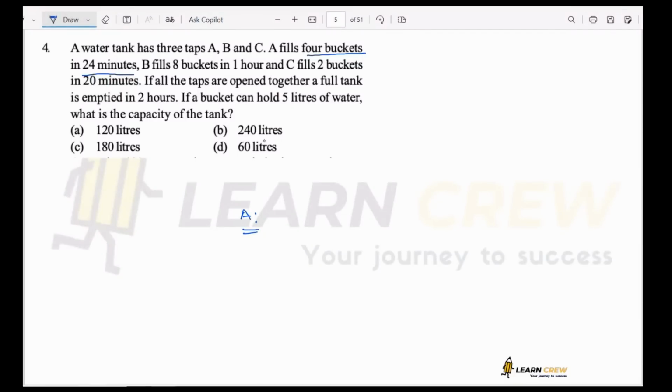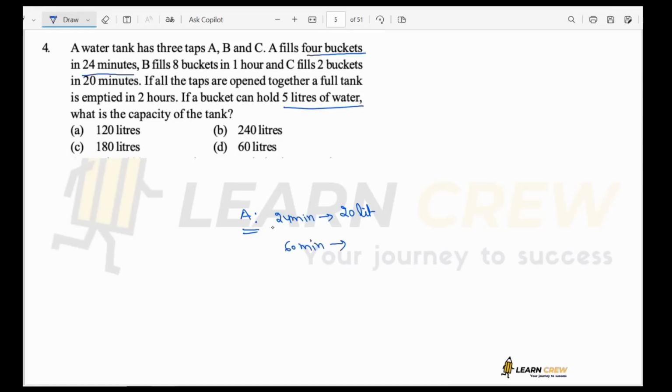5 liters. Each bucket is 5 liters. So 4 into 5 is 20 liters. 4 into 5, 20 liters is filled in how much time? 24 minutes. A in 24 minutes can fill 20 liters. So in 1 hour, 60 minutes, how many liters?